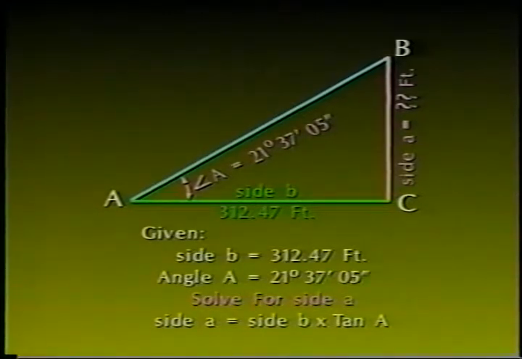If you agree, pause the tape now and complete your solution, and then come back on to check my solution. Now that you're back, let's review my solution. 312.47, side B, times 0.396293, tangent A, equals 123.83 feet. Is this the same thing that you came up with? Let's do one more solution before leaving this topic.